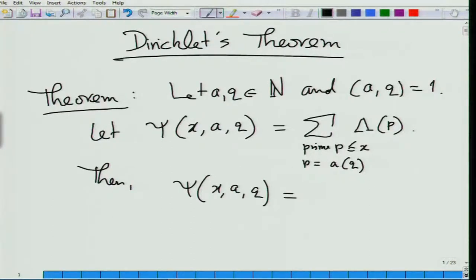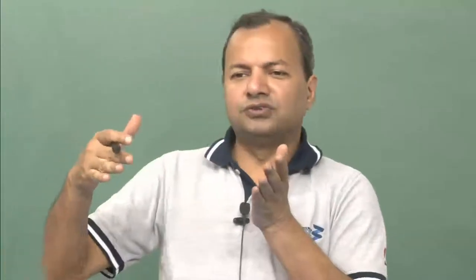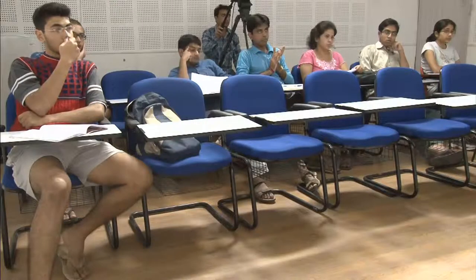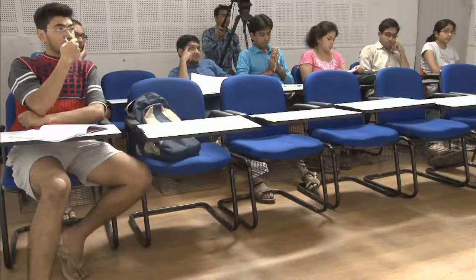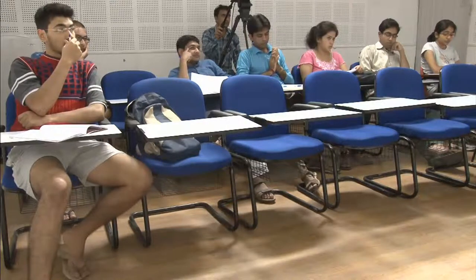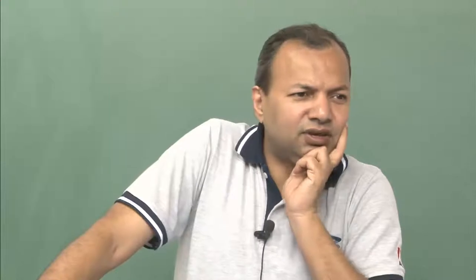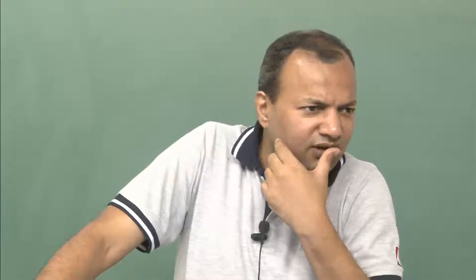See, now all the primes less than or equal to x fall into different conjugacy classes with respect to Q. How many such conjugacy classes are there? A must be relatively prime to Q. So, if Q is prime, then Q minus 1, but if Q is not prime, then certainly not Q minus 1, it's phi of Q, the Euler function. So, that many conjugacy classes.